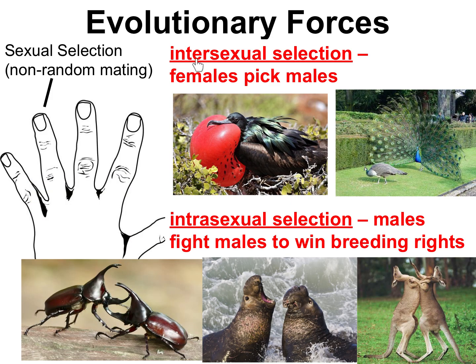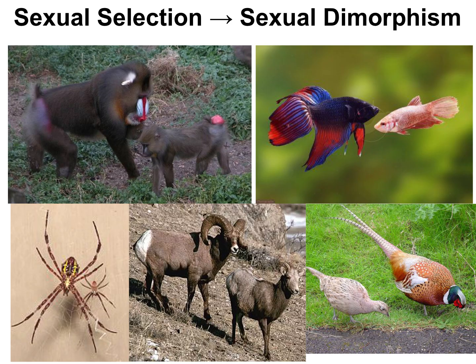In intersexual selection, males put on a display ritual for females, and the females decide if they want to mate with that male. Another type is intrasexual selection, with contests between males to establish dominance. The winner of the intrasexual selection fight then gets the breeding rights of the female.